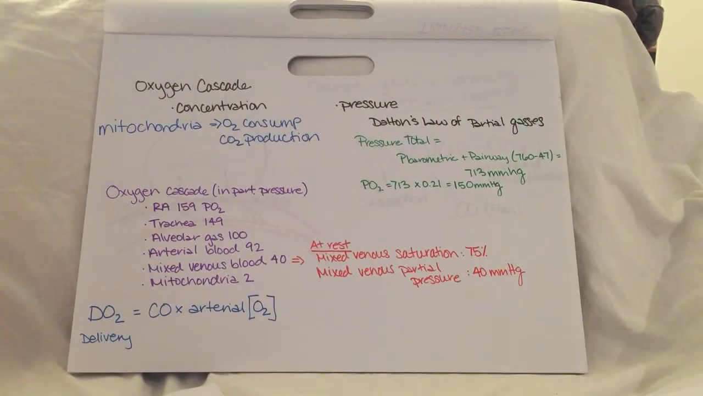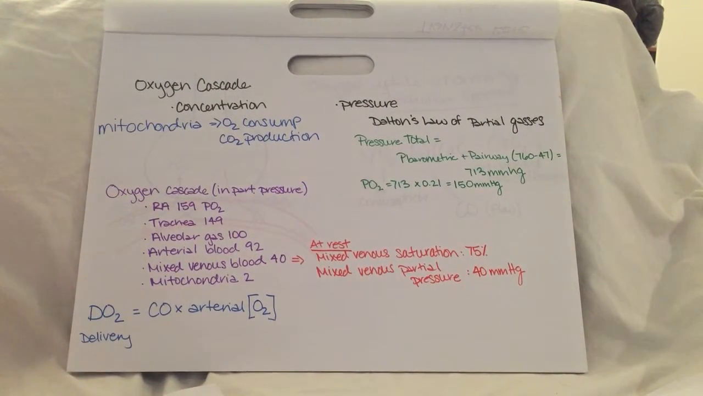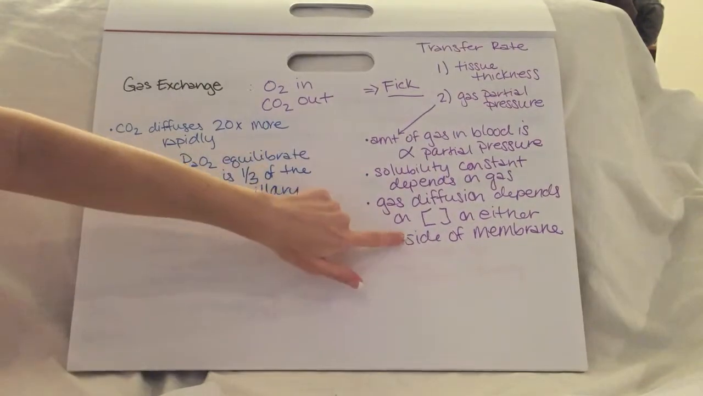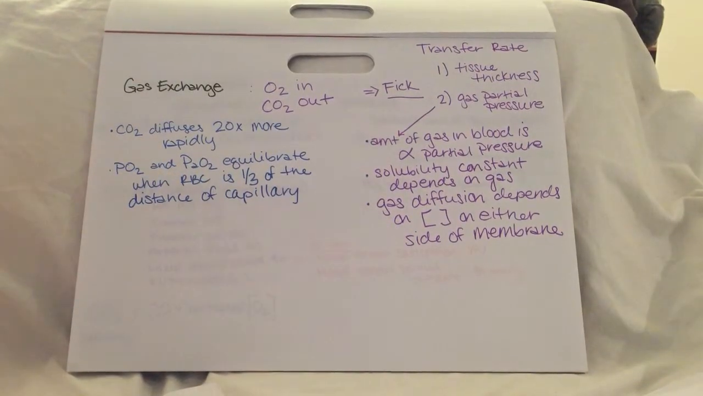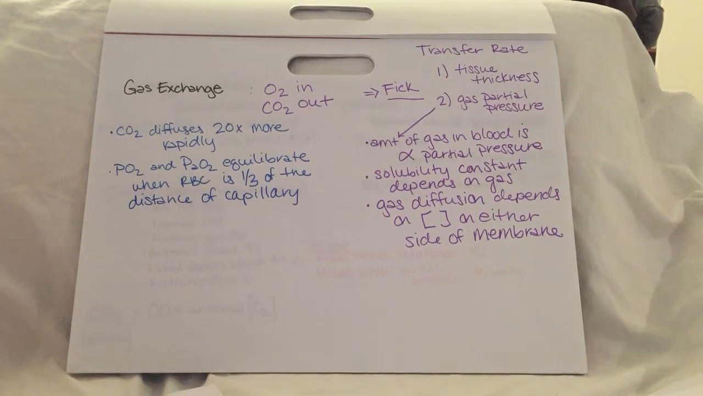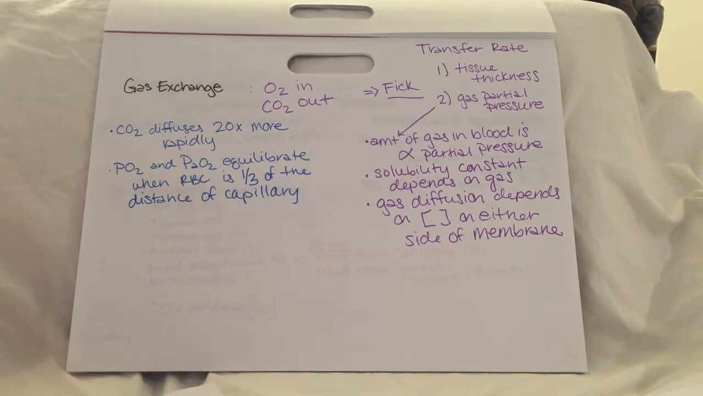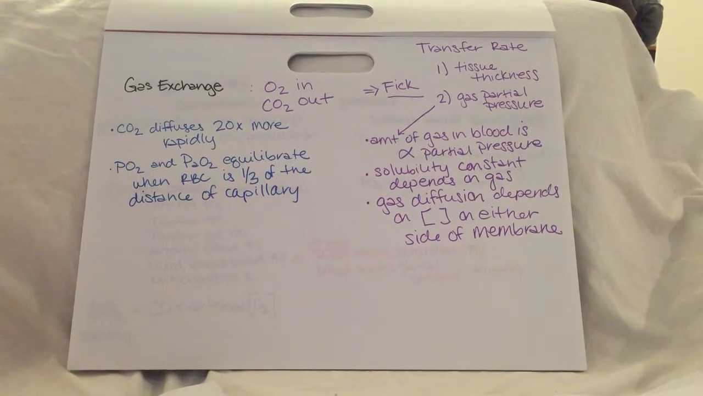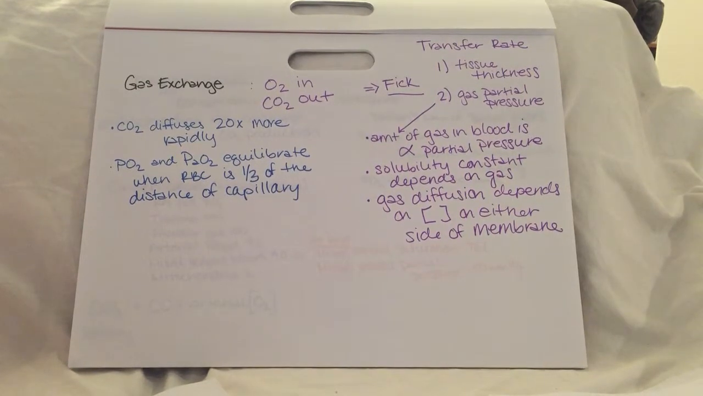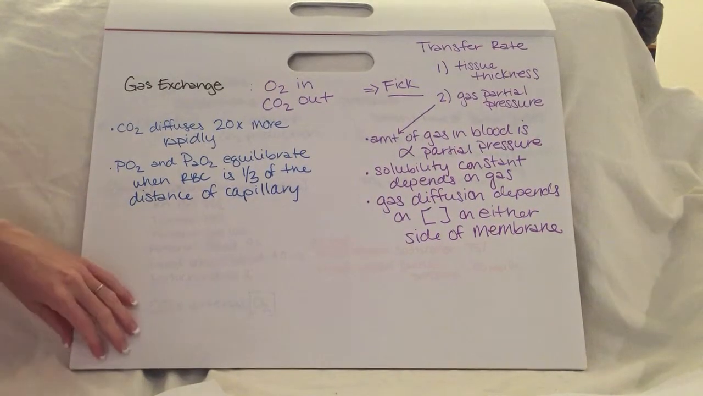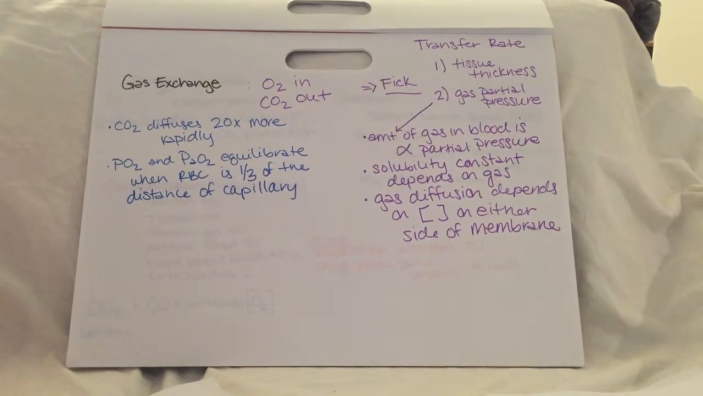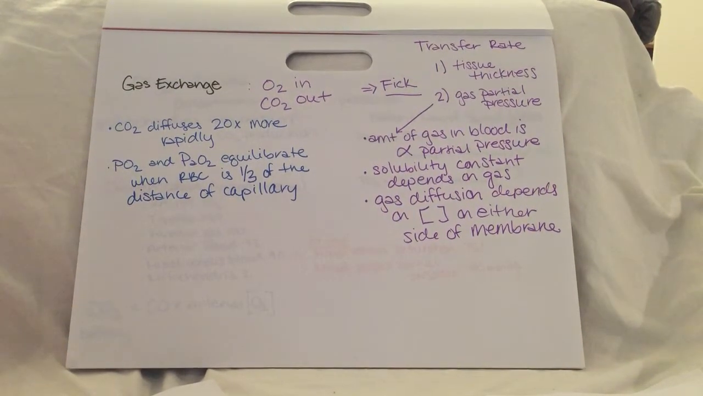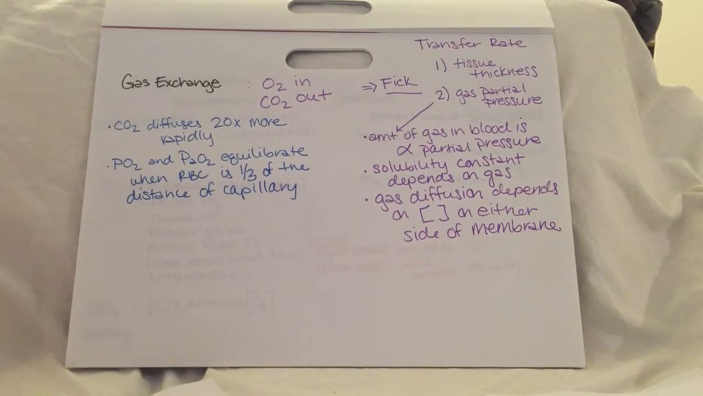The next important thing to understand about this process is the drive for the difference in concentrations of the gas on either side of the membrane. If we remember, the mitochondria is what's driving our O2 consumption as well as our CO2 production. And we know that O2 delivery is governed by cardiac output and arterial O2. So as long as supply is sufficient, tissues will extract oxygen to meet their needs.